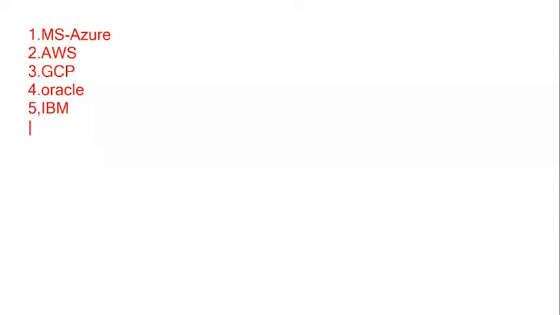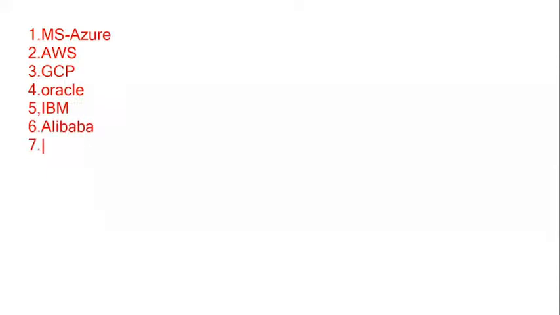One is Microsoft Azure. Second one, AWS. Third one, GCP, Google Cloud. Fourth, Oracle Cloud. Fifth one, IBM Cloud, I can say IBM Bluemix. Next, sixth one, Alibaba.